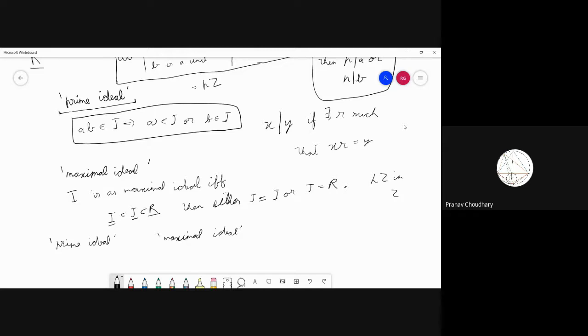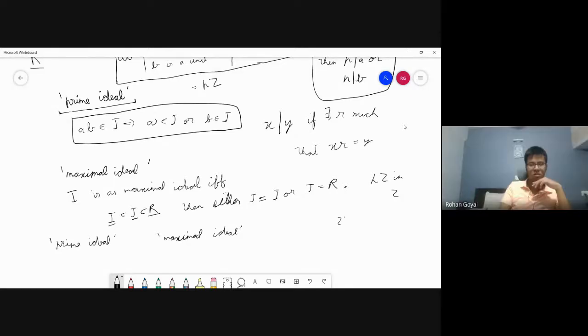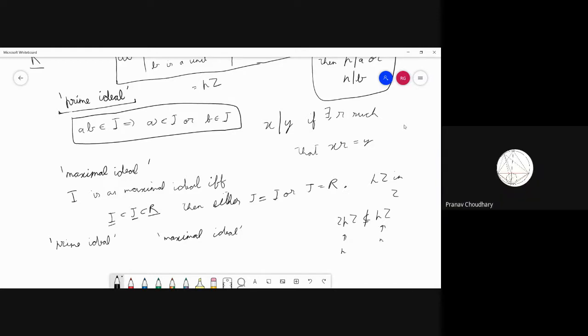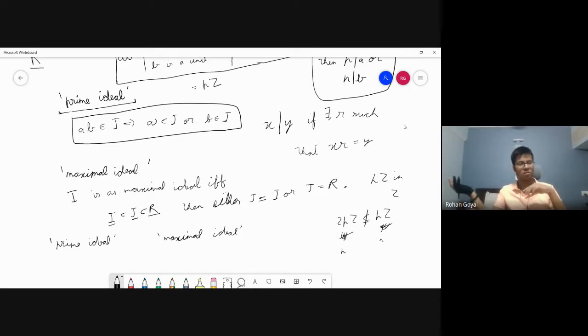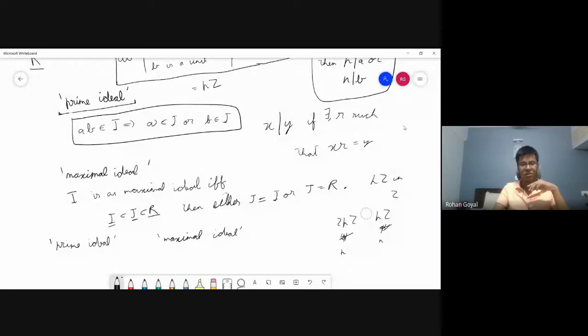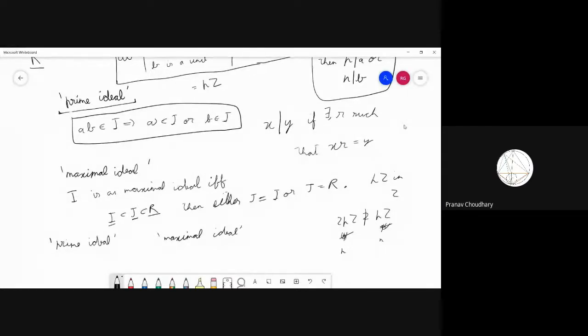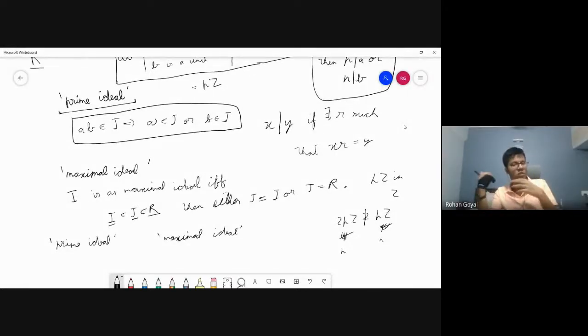If you talk about integers, 2pZ is not a subset of pZ. 2pZ does not include p. 2pZ includes p? You said like if, but pZ is a subset of 2pZ, no? No, 2pZ is a subset of pZ. Sorry, 2pZ is a subset of pZ. p is there in pZ. It's not there in 2pZ. Yeah, any element of 2pZ is in pZ.